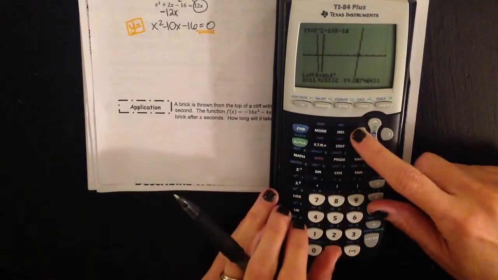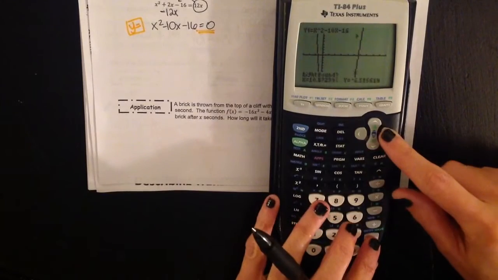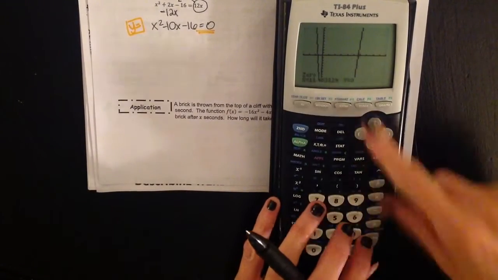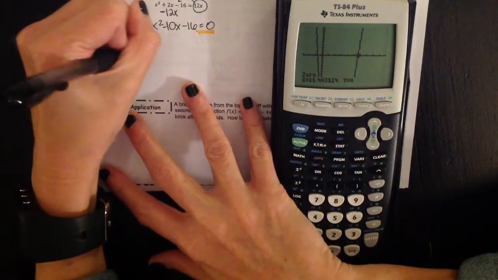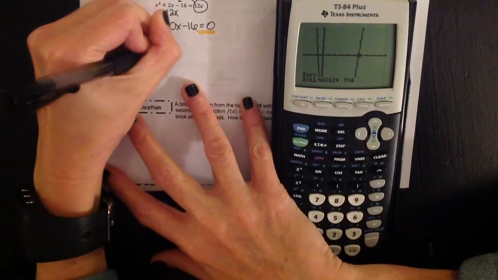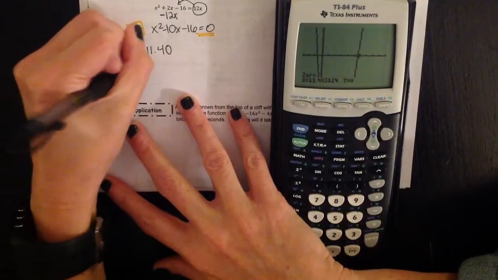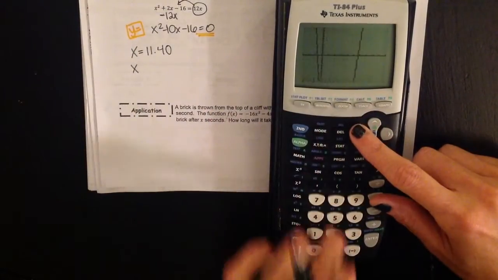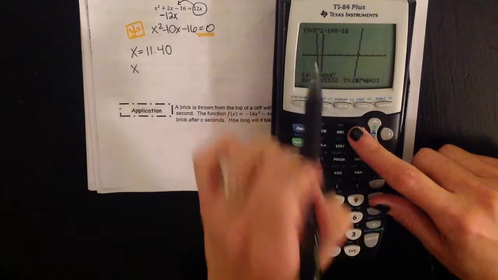There we go. And I'm going to go left twice, enter. Go back and go right twice and hit enter and lock in. And my first x is going to be 11.40. And so now I've got to find my negative x. So I'm going to hit second trace 2. And now I've got to go back around the parabola.